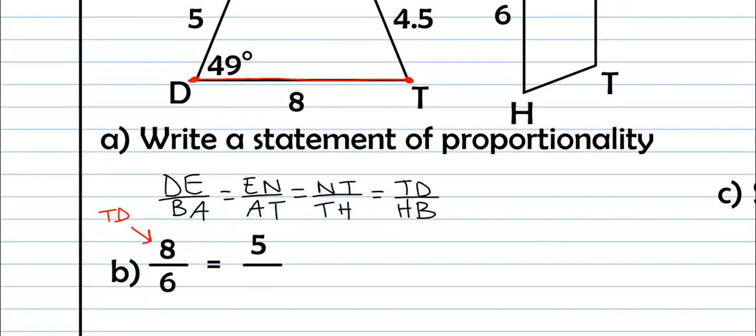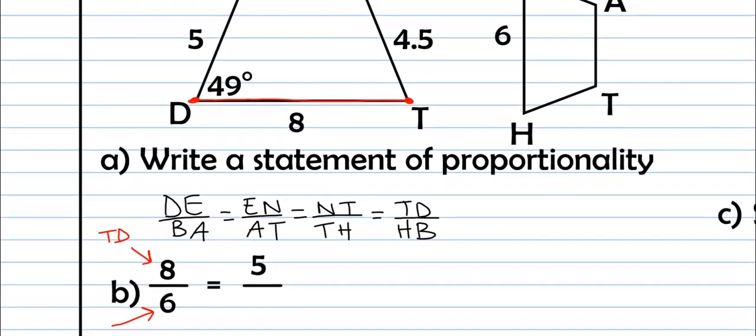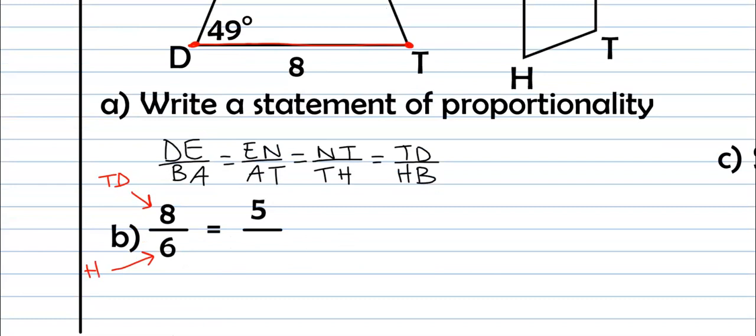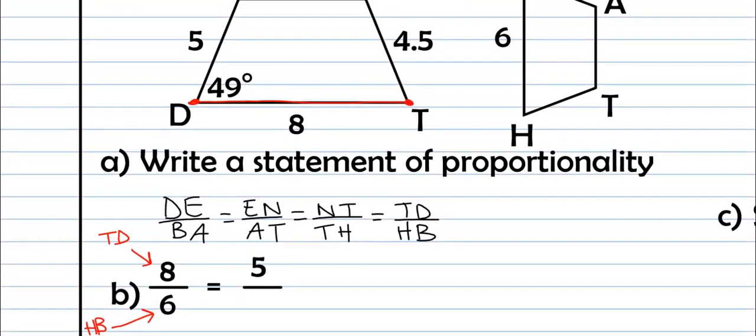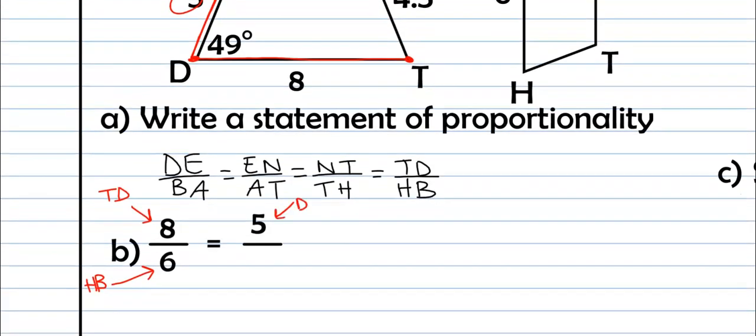Okay, and then 6, if we look at our diagram, we need to look at our second figure. It is our HB. Okay, so we have our DENT diagram on the top, and we have our BATH diagram on the bottom. So we need to keep that in mind. Next thing we're going to do is go find the 5. Okay, and the 5 is right here. It's between D and E. So I'm going to make a little note of that. D, E. Okay, now the question is first, which side goes with DE?